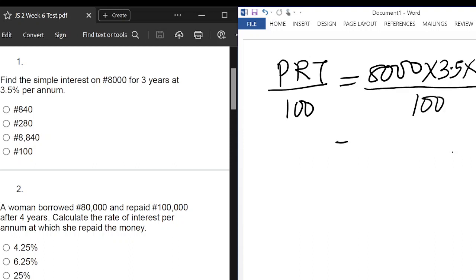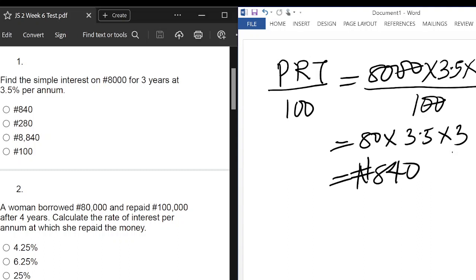So what we can do here is cancel this 0 with this 0. So we then have 80 multiplied by 3.5 multiplied by 3, and that gives us 840 naira. 840 naira, and that is the first option there.